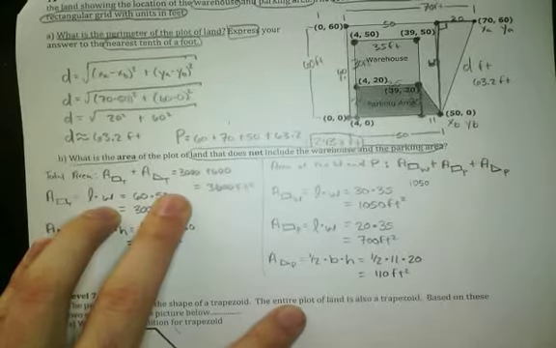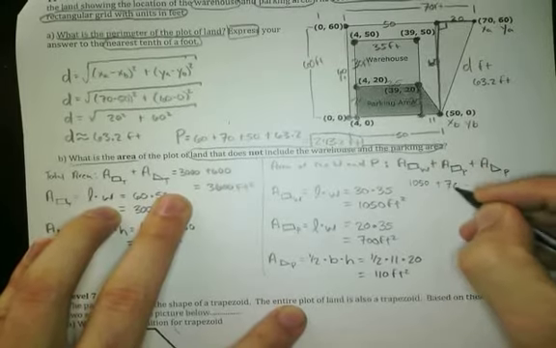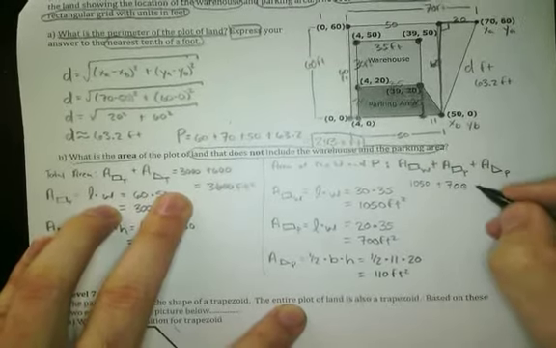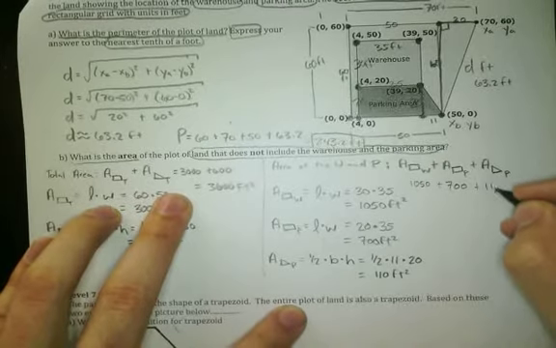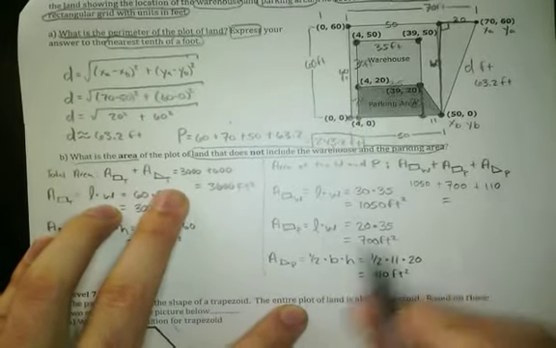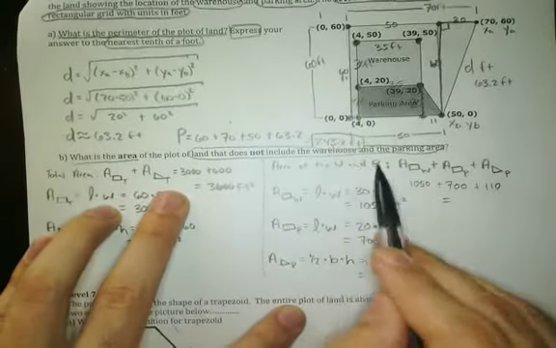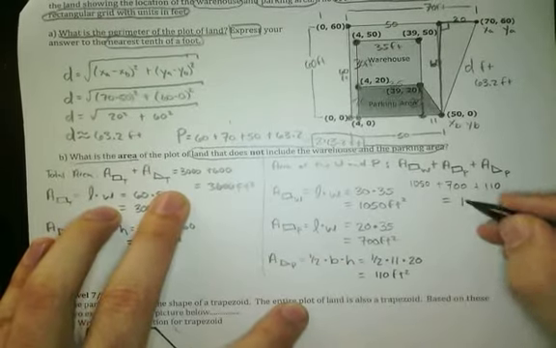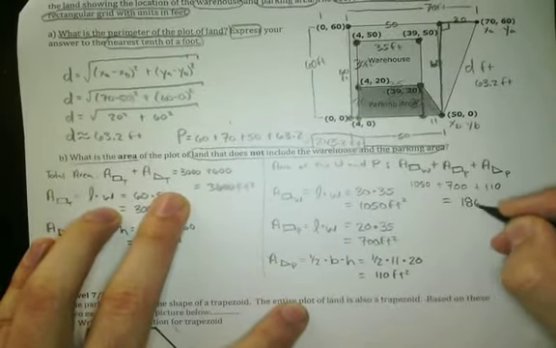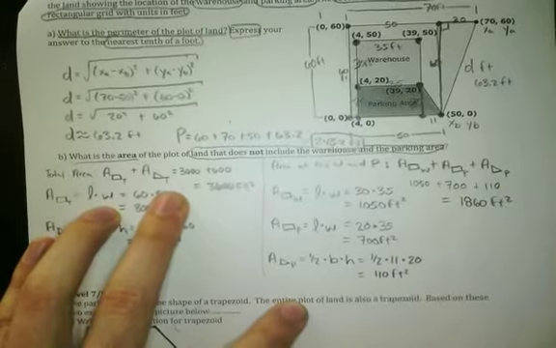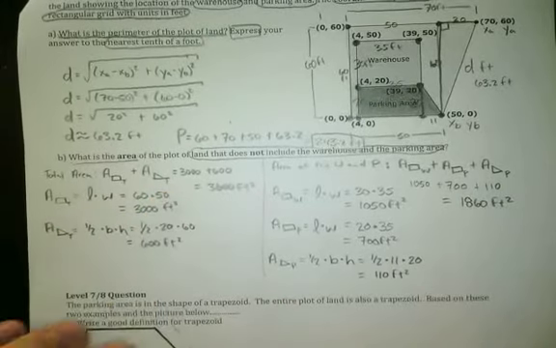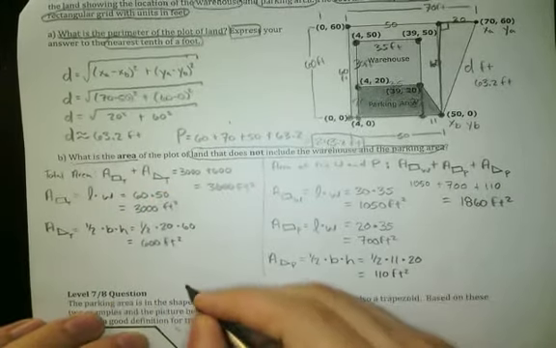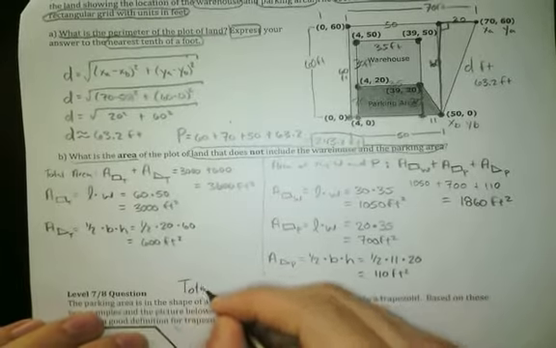So going back to this equation, if I add these three numbers up, 1,050 plus 700 plus 110, I can see that the area of the warehouse and the parking lot together is a total of 1,860 feet squared.